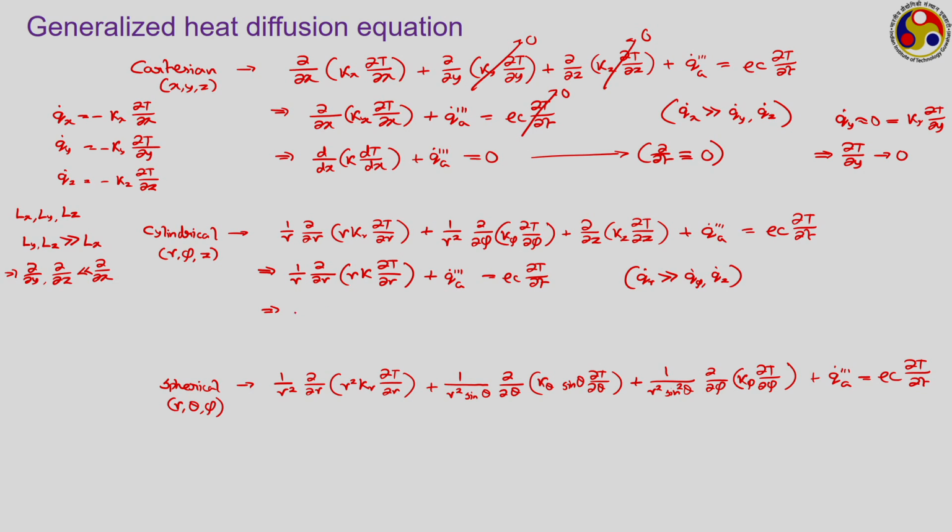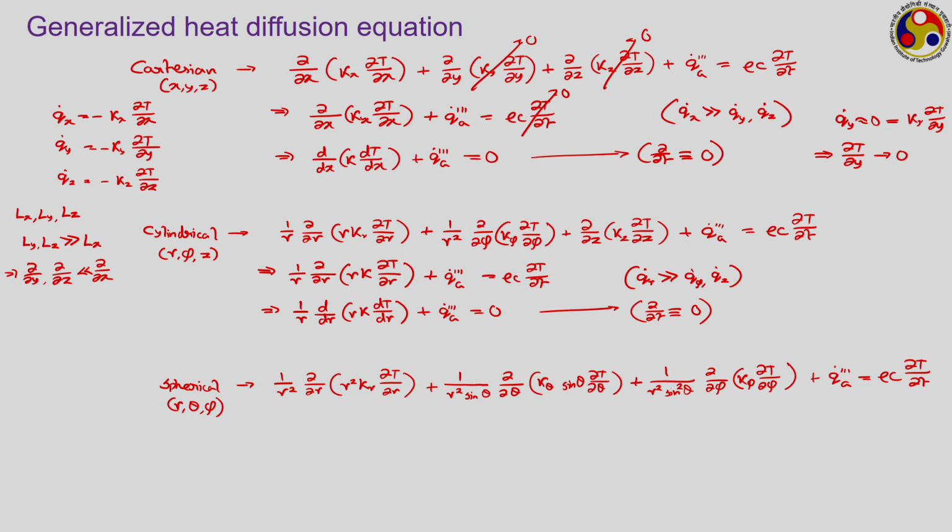And if we are further talking about a steady state situation, then we can convert this onto an ordinary differential equation, which is of the form 1 by r d/dr of (r k dT/dr) plus q_0 triple prime is equal to 0. This is possible when we are talking about a steady state situation, that is any variation or gradient with time can be neglected.